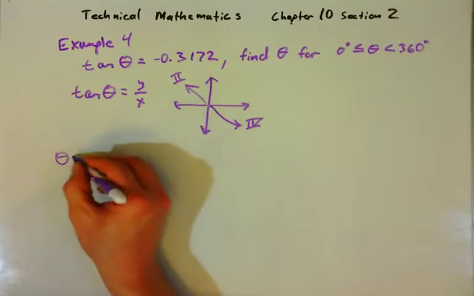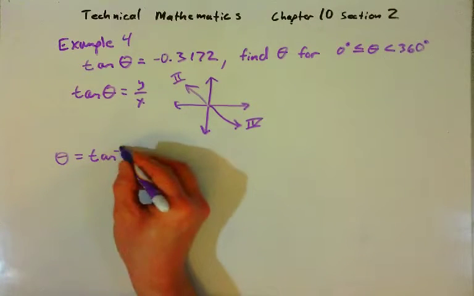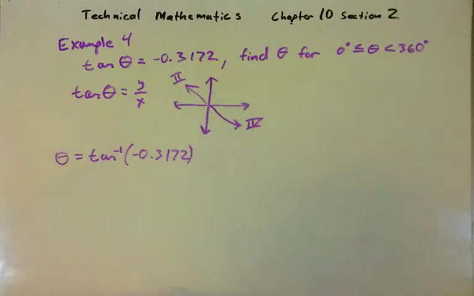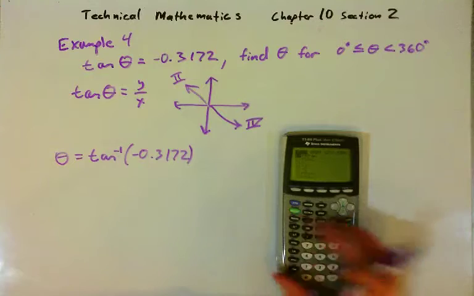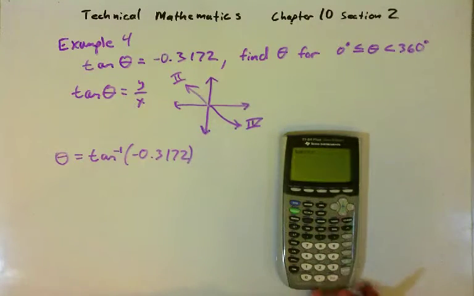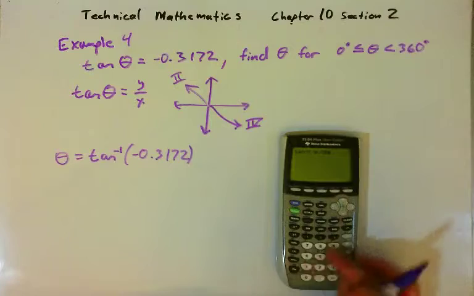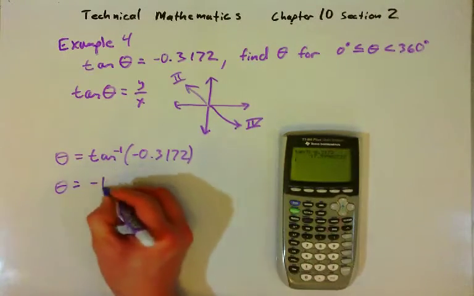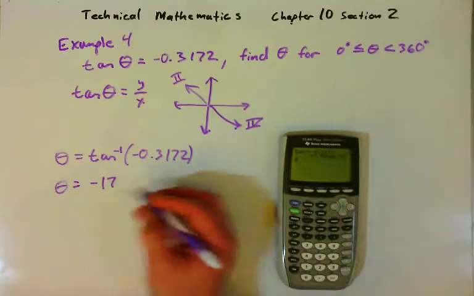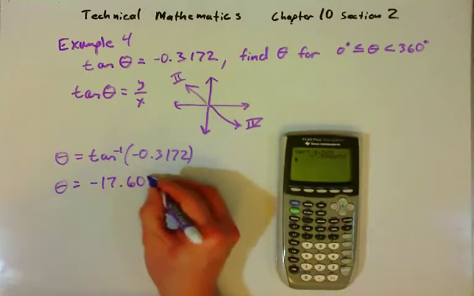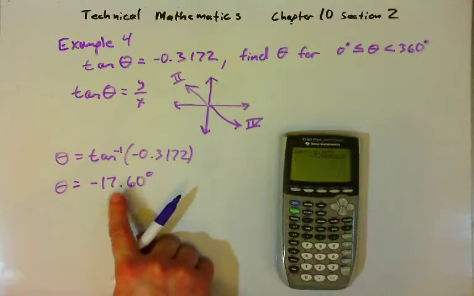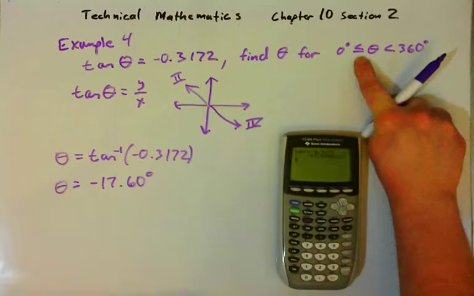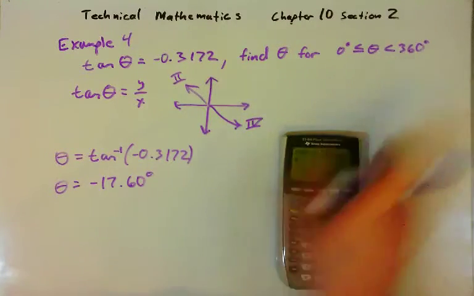So we know that we can find theta by taking the inverse tangent of negative 0.3172. We can use our calculator to do that. So we'll find the inverse tangent of negative 0.3172, and we get theta is equal to negative 17.60 degrees. Now, that is against the rules. We want theta to be greater than 0, but less than 360 degrees.